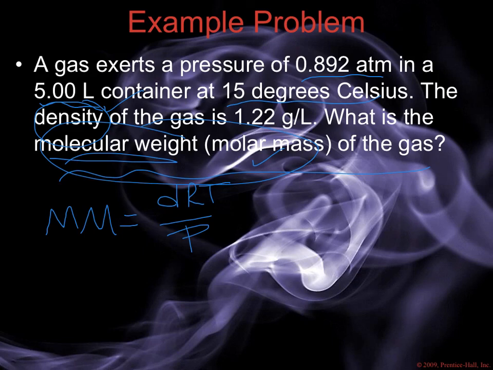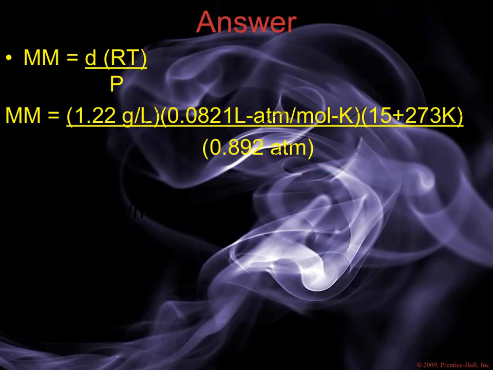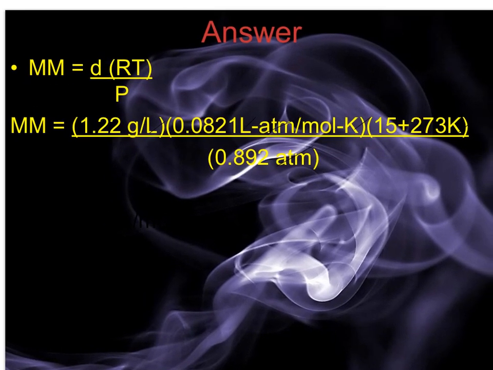Now plug everything in. And there we go. They gave you the density. Here's our value. Make sure you convert temperature to Kelvin. And here's pressure. So if you plug all that into your calculator, you get that molar mass is 33.5, with units for molar mass of grams per mole.